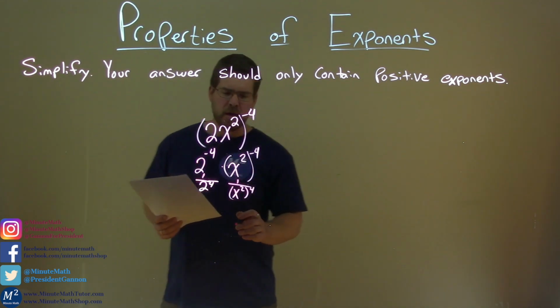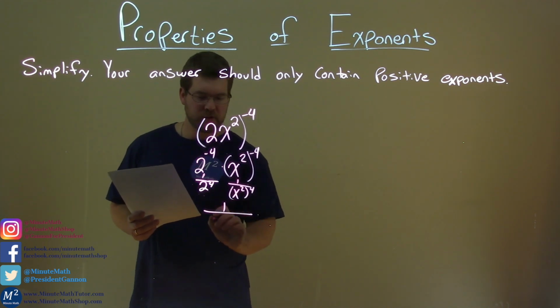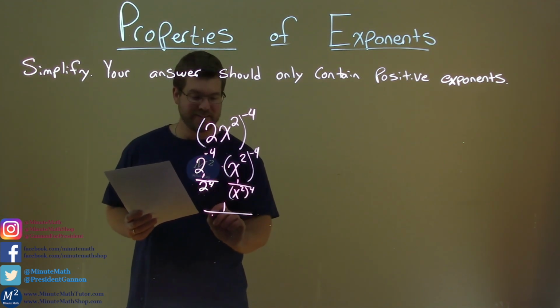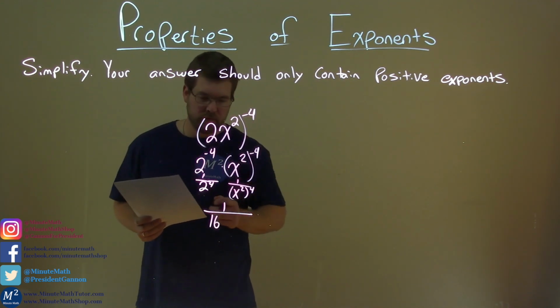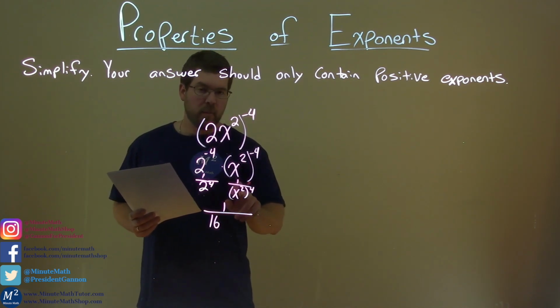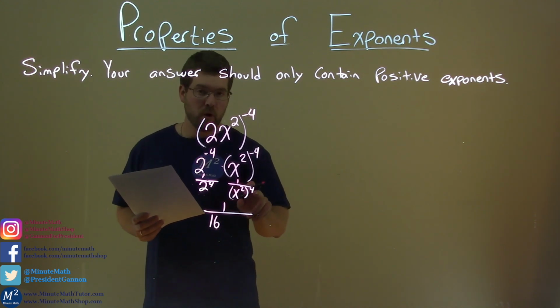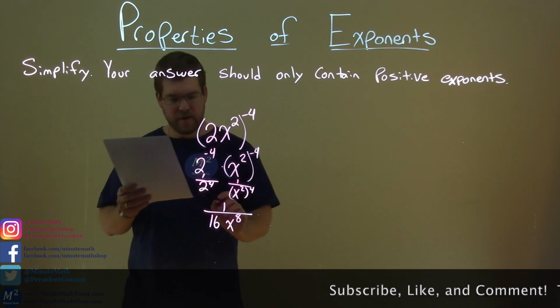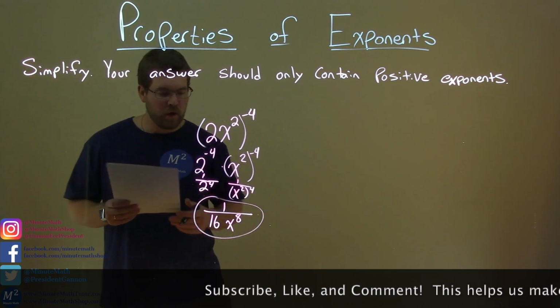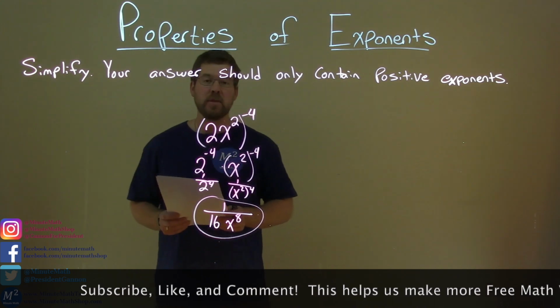Okay. Now from here, we have one big fraction. 2 to the 4th power is 16. If you remember, 2 times 2 is 4, times 2 is 8, times 2 is 16. Here, we multiply the exponents. Exponent raised to another exponent. 2 times 4 is 8. So we have x to the 8th power. And there we have our answer. 1 over 16, x to the 8th power.